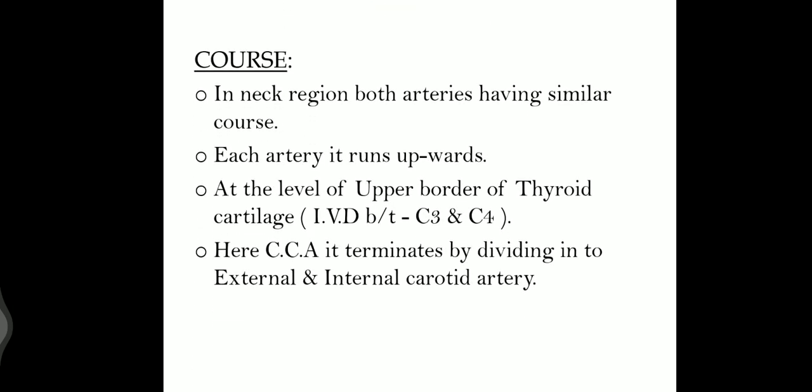Course: in the neck region, both arteries have a similar course on either side. Each artery runs upwards to the level of the upper part of the thyroid cartilage, that is, the intervertebral disc between C3 and C4, where the common carotid artery divides into the external carotid artery and internal carotid artery. The external carotid artery gives branches for the head and neck region. The internal carotid artery enters the intracranial cavity to supply the intracranial cavity and the eyeball.